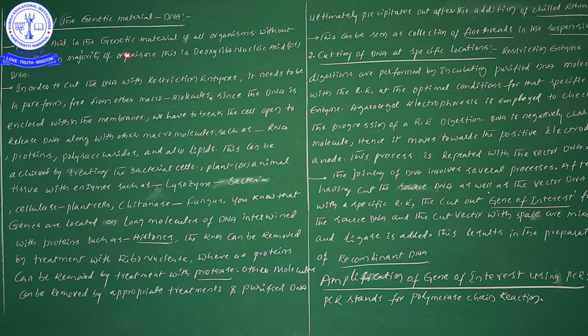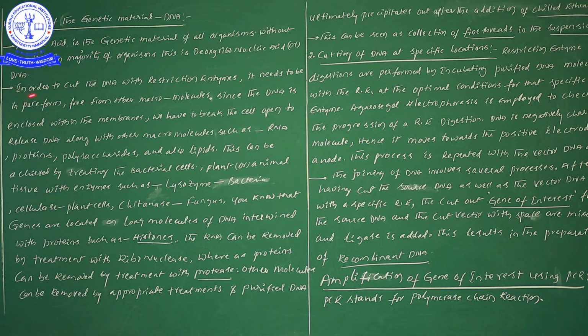Why? Because, from our knowledge, there are two types of nucleic acids. One is DNA and the other is RNA. So in all living organisms, either DNA or RNA must be there. Means in all living organisms we can definitely find the presence of nucleic acid, but in most of the living organisms, deoxyribonucleic acid, or DNA, is the genetic material.